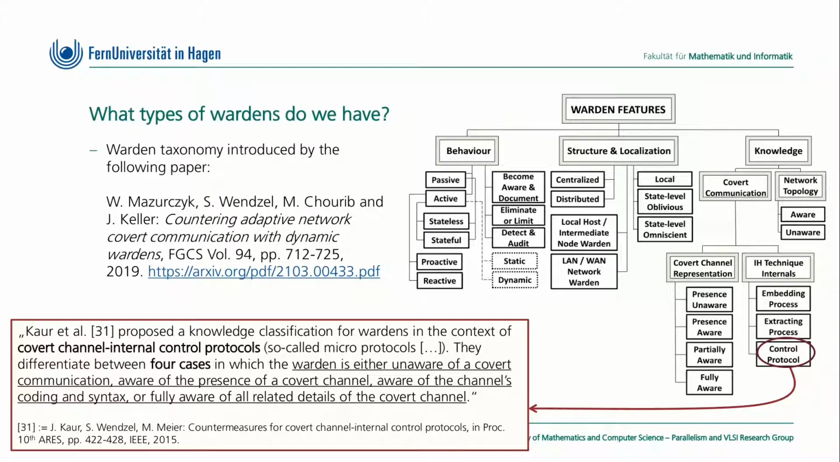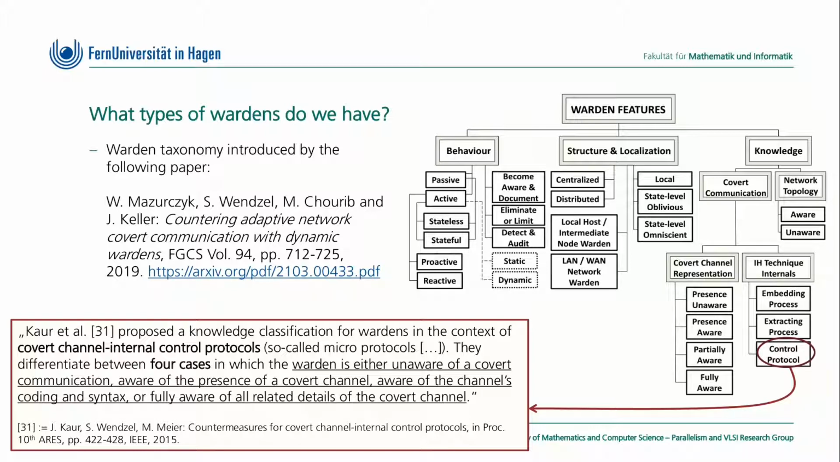So finally, the covert communication can be described over the covert channel representation and hiding technique internals. Let's start with the covert channel representation. So the warden can first be unaware of the presence of the information hiding technique, but suspects that some covert communication could take place. In that case, the warden has no knowledge of the specifics of the information hiding technique. And as a result, only normalization rules based on previous experience can be applied in the hope that they will be sufficient to infer or destroy the covert channel. That means the warden would act blindly.